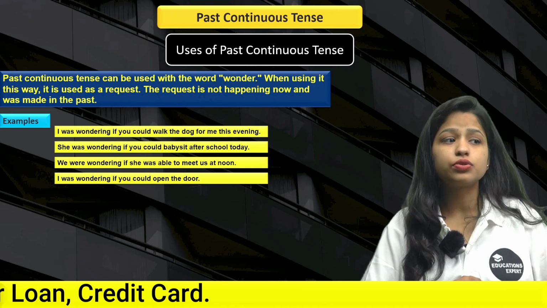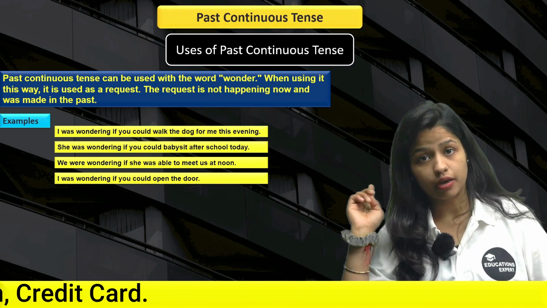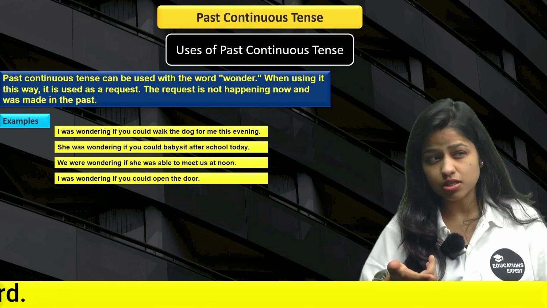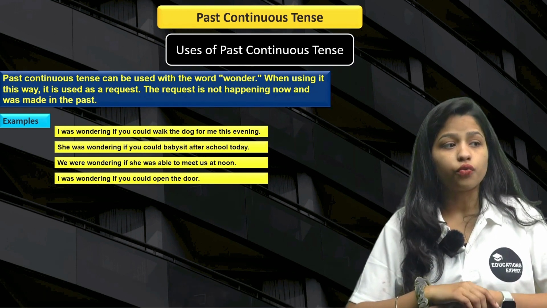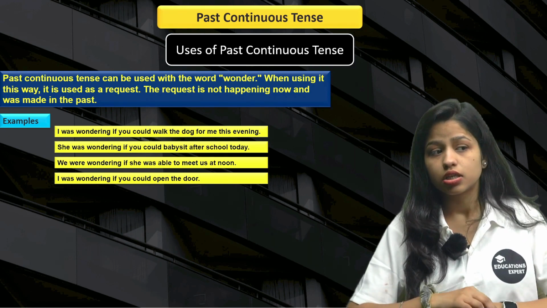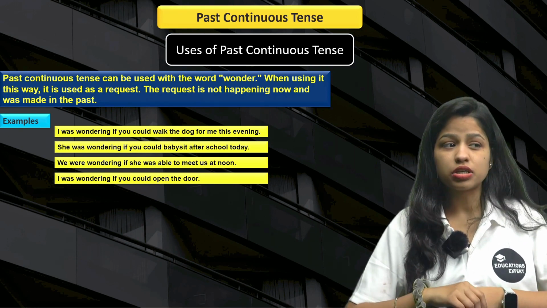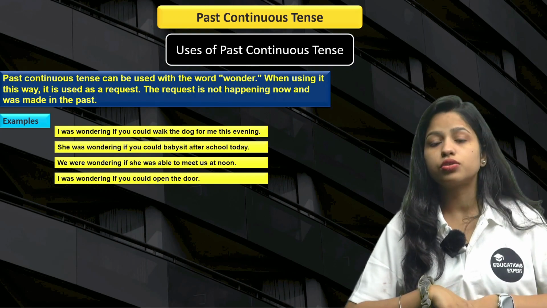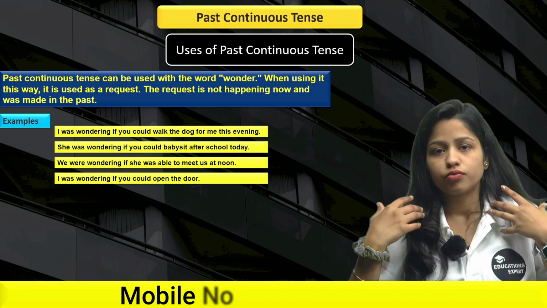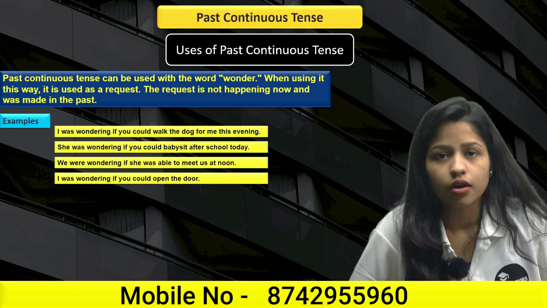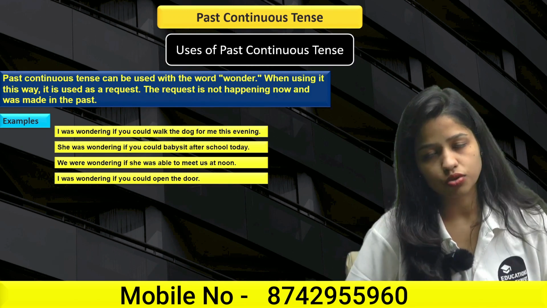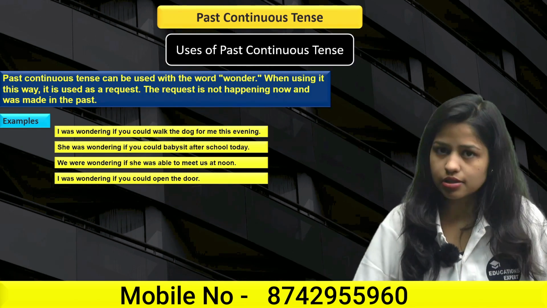Next up, she was wondering means she was requesting. She was wondering if you could babysit after school today. We were wondering if she was able to meet us at noon. I was wondering if you could open the door. So this is a polite way to ask someone, to request someone, right, to do something for you. With wonder, you can definitely use past continuous tense.